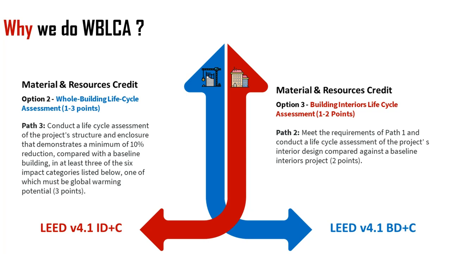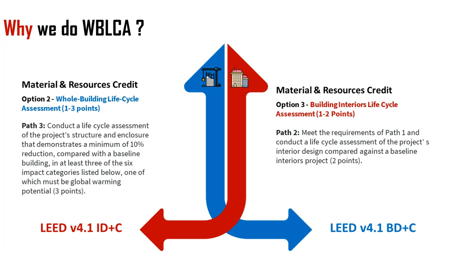If you take BD plus C on the left side, whole building life cycle assessment comes under material and resource credit option 2. Here you can get a maximum of 3 points. What it suggests under option 2, with respect to path 3, is to conduct a life cycle assessment of the project structure and enclosure that demonstrates a minimum of 10% reduction compared with the baseline building in at least 3 of the 6 impact categories listed below, one of which must be GWP.